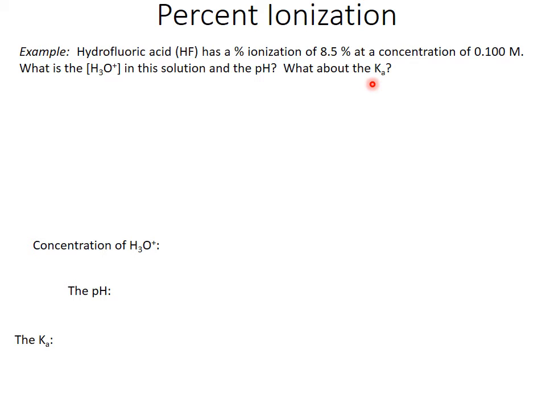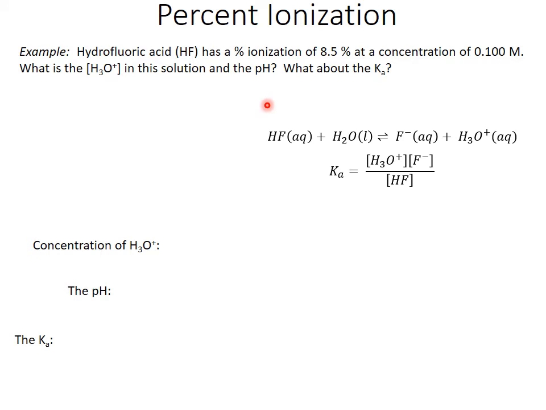We're going to start by taking a look at the chemical equation for this process. HF will react with the H2O to make fluoride ion and H3O plus ion. We're going to look at our mass action expression. K sub A equals the concentration of hydronium times the concentration of fluoride over the concentration of HF. And remember, we leave the water out of this because liquids and solids never show up in mass action expressions.